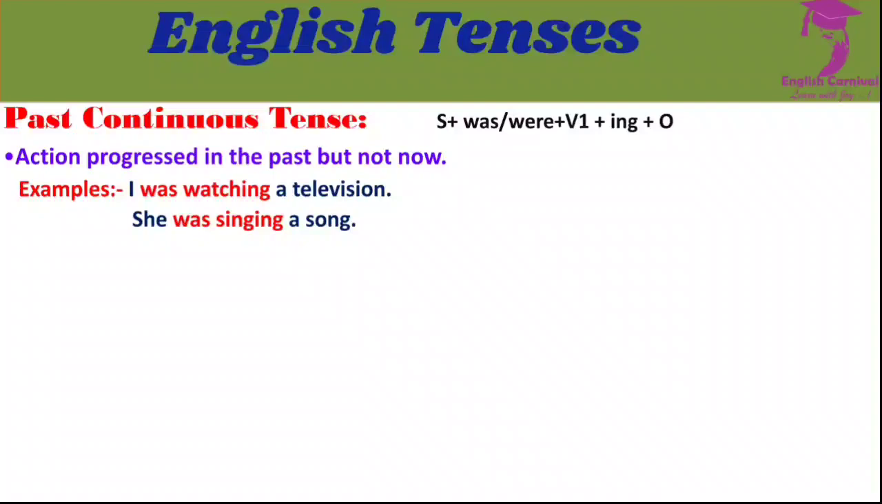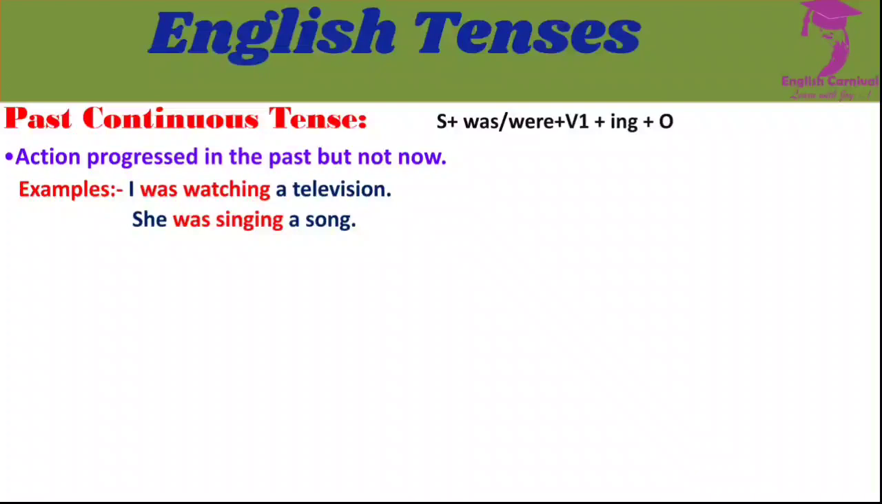and those are used before the main verbs in the sentences. Friends, here also there are certain situations in which we are supposed to make use of this tense, and those situations are, at first, action progressed in the past but not now. It means, as we have seen in present continuous tense, we are supposed to be the witness of the action, and that particular action is supposed to be going on before our eyes at the time of speaking.